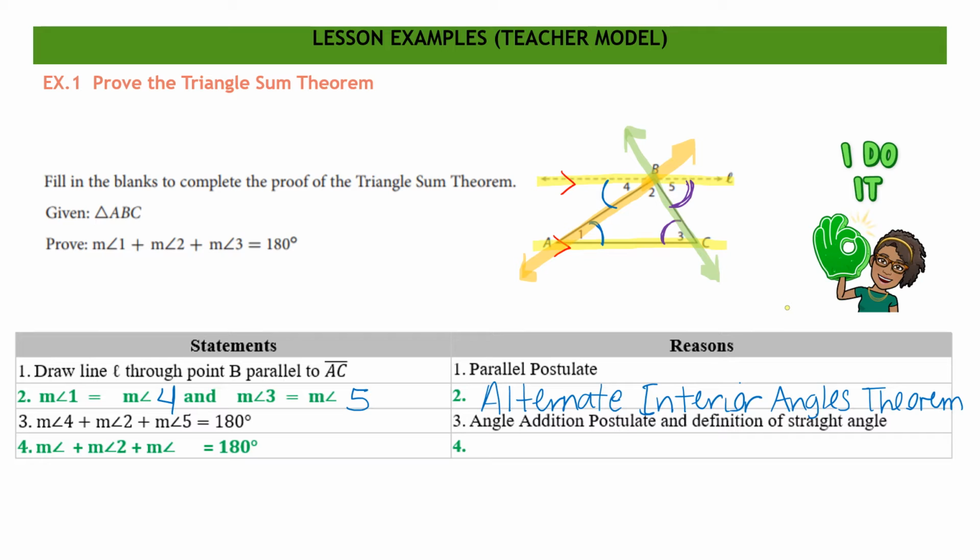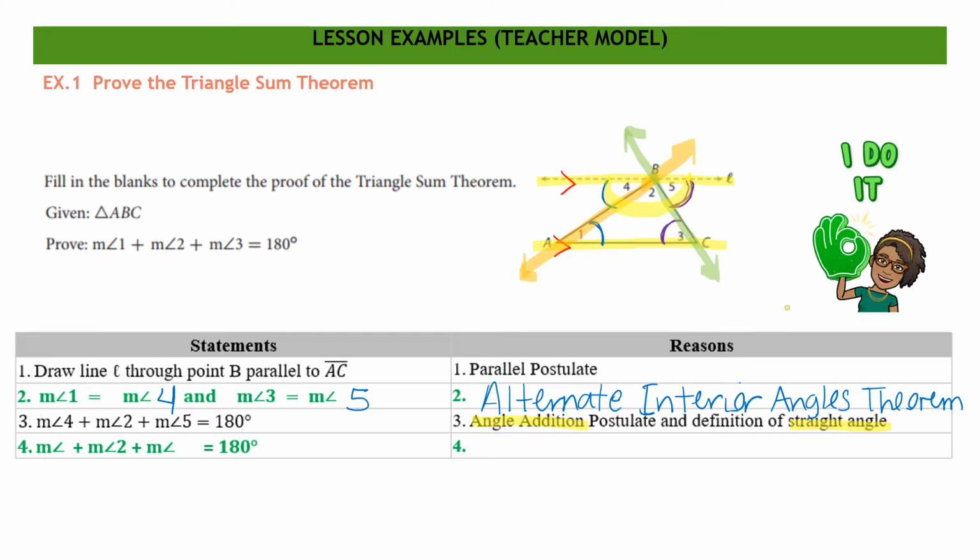So the third statement says that we have the measure of angle 4 plus the measure of angle 2 plus the measure of angle 5, and those measures all equal to 180 degrees. Well, I can see that to be true because if I look at 4, 2, and 5, all 3 of these angles are on the line L. And if I have angles that create a straight line, that actually creates a straight angle. So if I add them up, that's the angle addition postulate, and these 3 angles create a straight angle. So that's the reason for statement number 3.